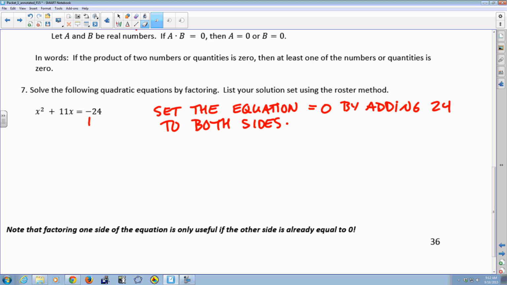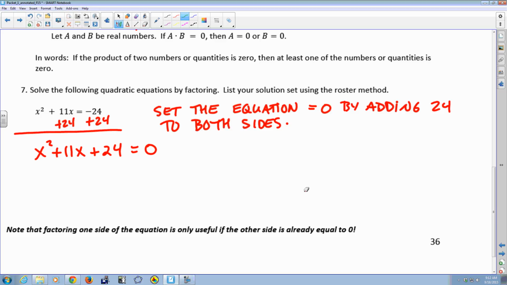Okay, so we have plus 24 to both sides. So we get x squared plus 11x plus 24 equals 0. Okay, so here's where the picky math teacher comes in. Here's an equation. Do you all agree that this is an equation?